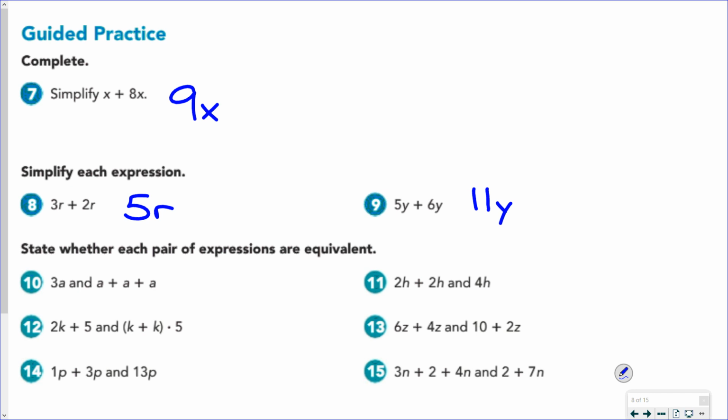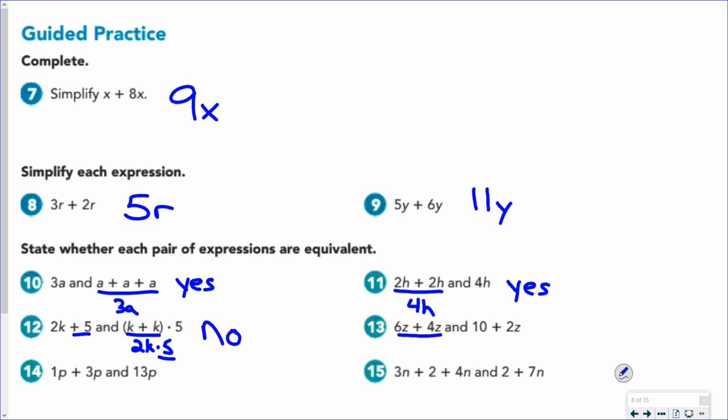Starting with number 10, we are determining if each pair of expressions is equivalent. For number 10, if we take a plus a plus a, we would get 3a. Well, 3a is the same as 3a, so yes, those are equivalent. 2h plus 2h is 4h for number 11. 4h is the same as 4h, so yes, they are equivalent. For number 12, we have 2k plus 5. k plus k is 2k, but adding 5 is not the same as multiplying by 5. So they are not equivalent.